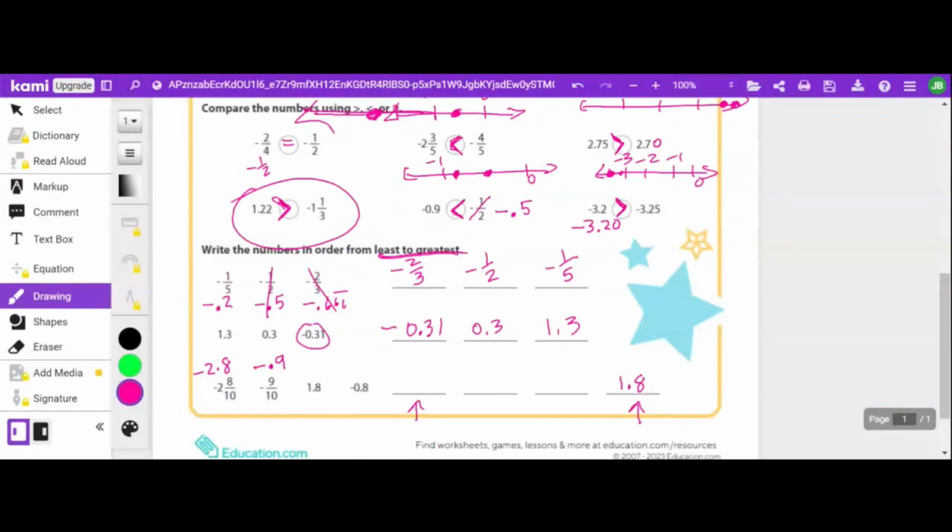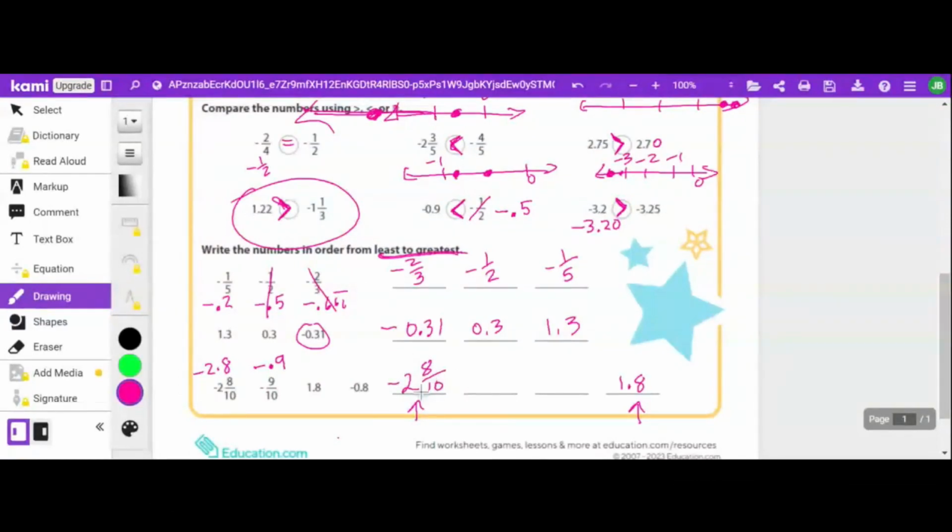Okay, correct. The negative 2.8 is the more negative number, and the more negative you are, the smaller you are. And so this should be negative 2 and 8/10. We should write it in the form that the problem gives us. So what we have to do is determine which one of these is next. So I have a negative 0.9 and a negative 0.8.